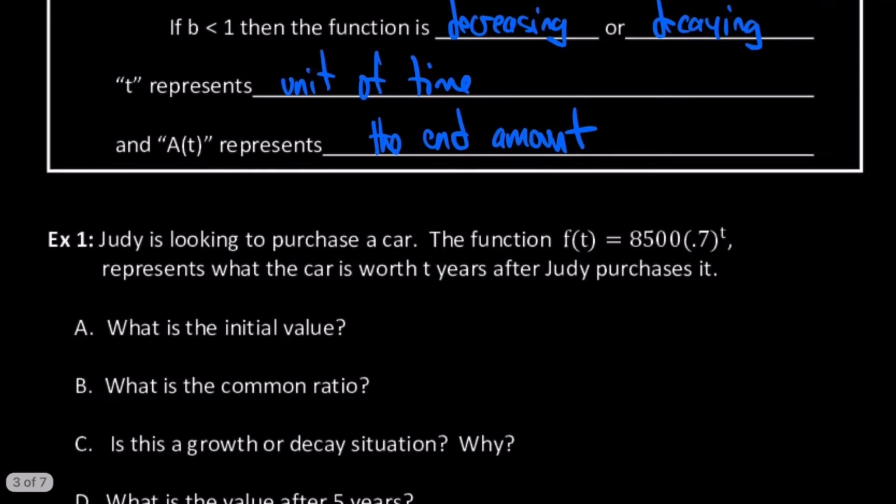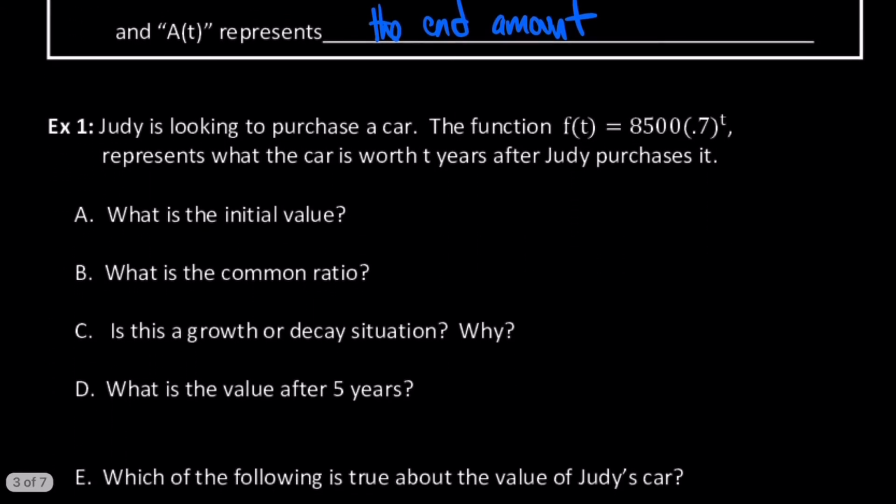So here's a simple example from Algebra 1. Judy's looking to purchase a car. The function f of t equals 8,500 times 0.7 to the t represents what the car is worth t years after Judy purchases it. What is the initial value? Well, pretty straightforward. We say that's the initial value, so 8,500. What is the common ratio? So the common ratio itself is simply 0.7.